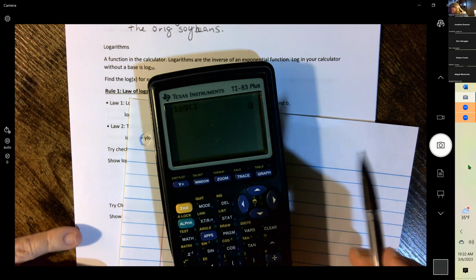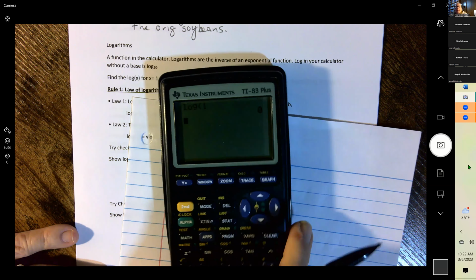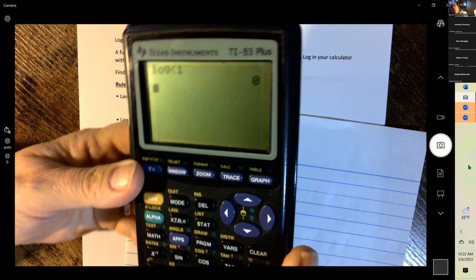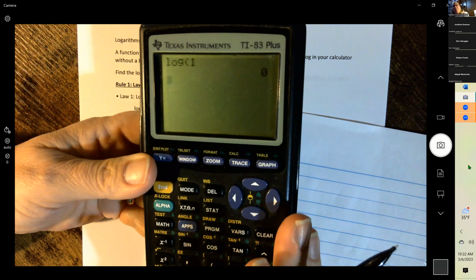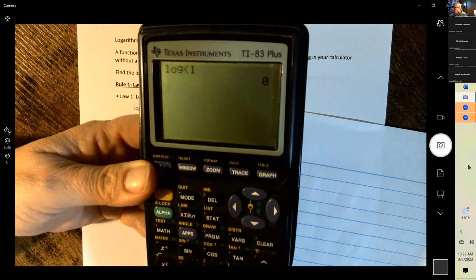The ones I have, though, all of them, I hit log first and then 1. So find out how you use your calculator, plug it in, make sure. Log of 1 is 0.